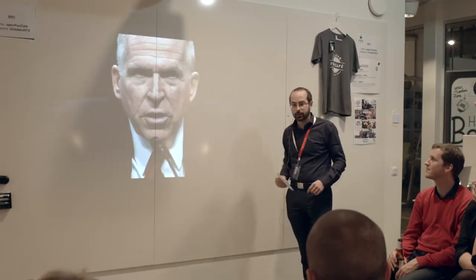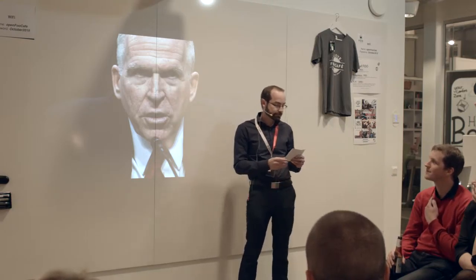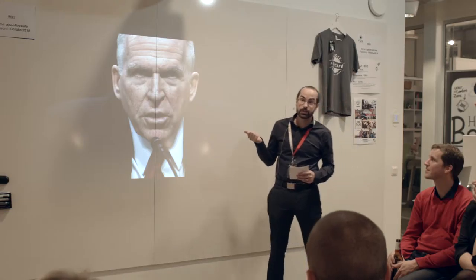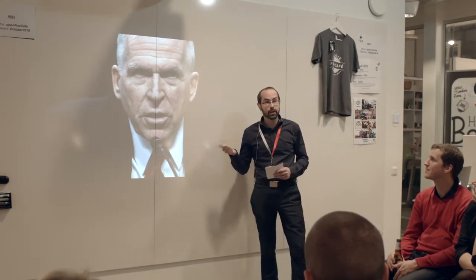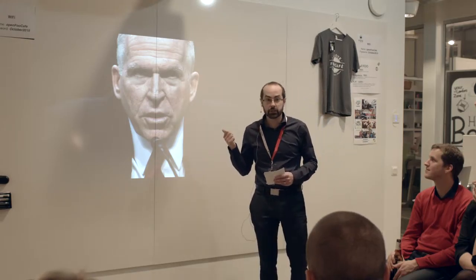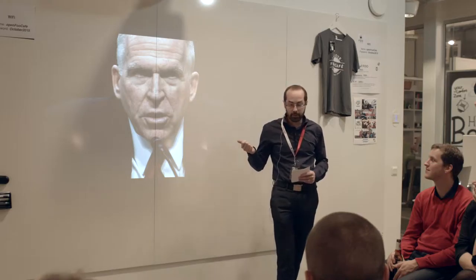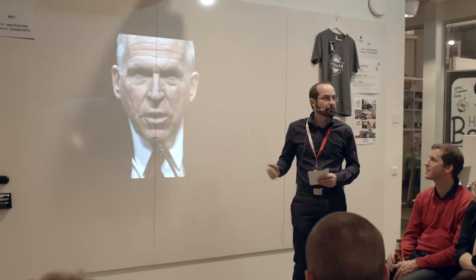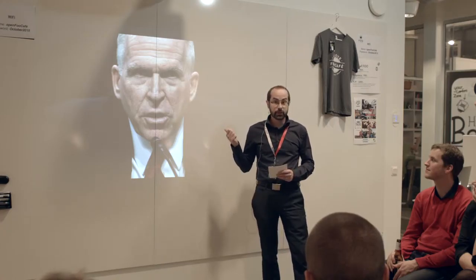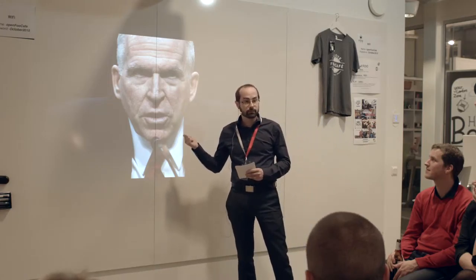But first off, I would like to start to talk about this man here. I'm not sure if anyone recognizes him, but his name is John Owen Brennan, age 60. And his current occupation is director of the Central Intelligence Agency, better known as the CIA. So why am I really talking about him? On October 12th, this year, 2015, he was hacked.